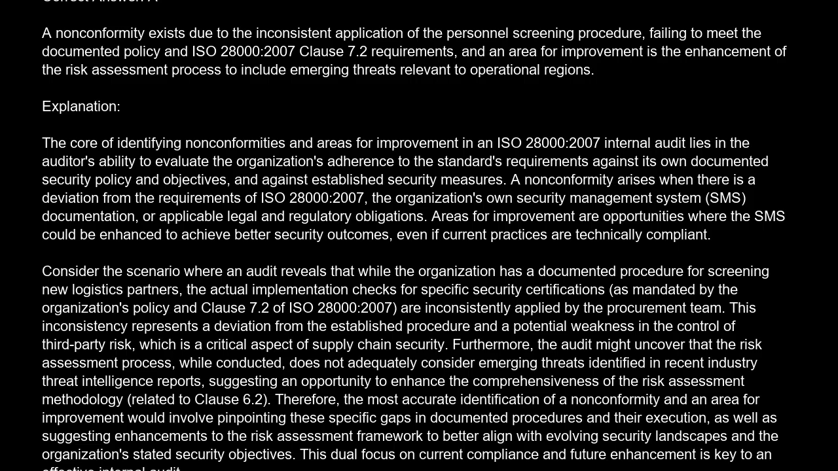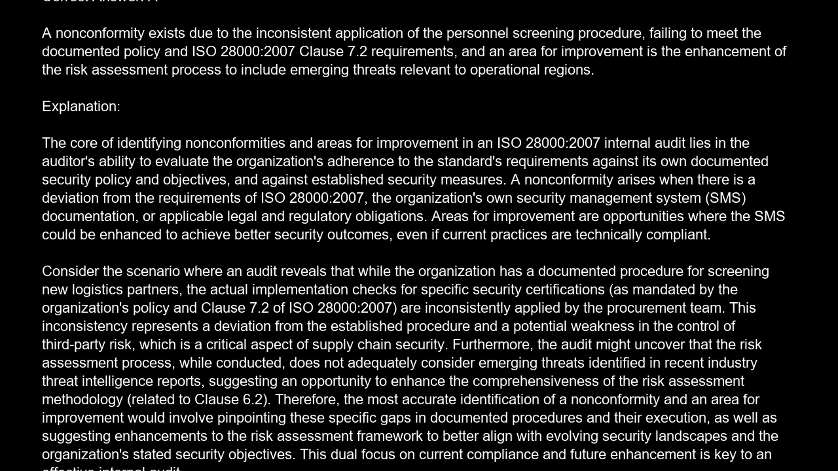Furthermore, the audit might uncover that the risk assessment process, while conducted, does not adequately consider emerging threats identified in recent industry threat intelligence reports, suggesting an opportunity to enhance the comprehensiveness of the risk assessment methodology related to Clause 6.2.